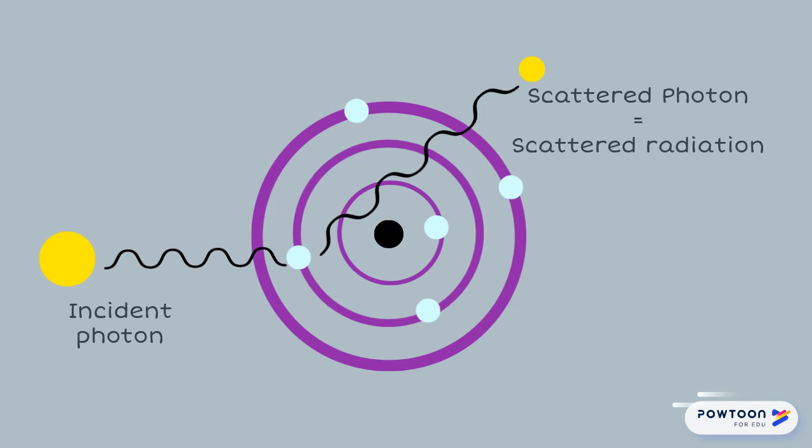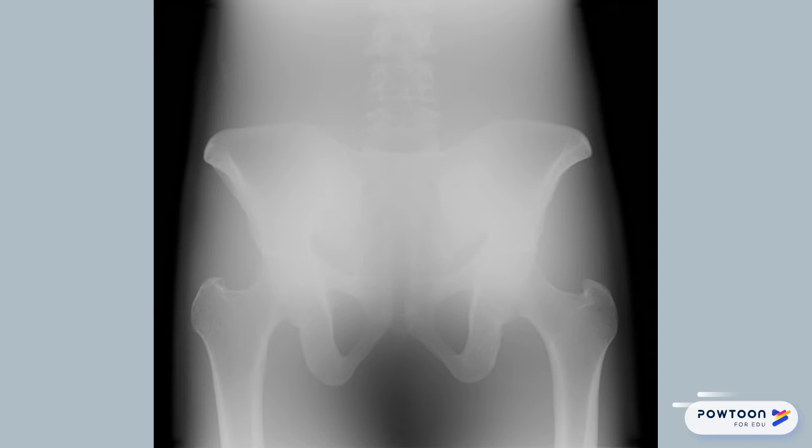This scatter radiation creates an overall darkening on X-ray film, but not in a way that provides useful information. The scatter radiation delivers misinformation to the image receptor, which fogs the film and decreases image visibility.